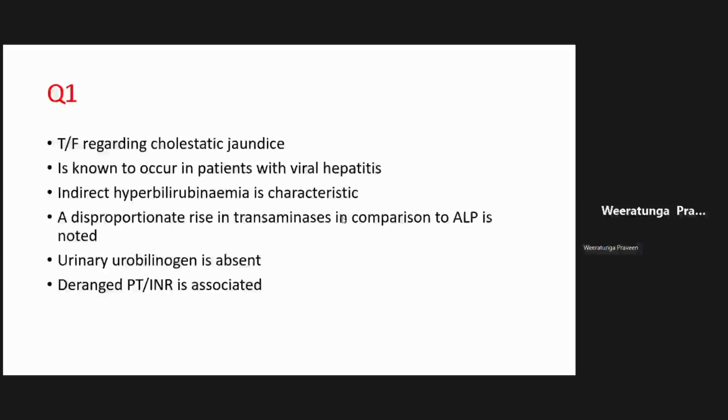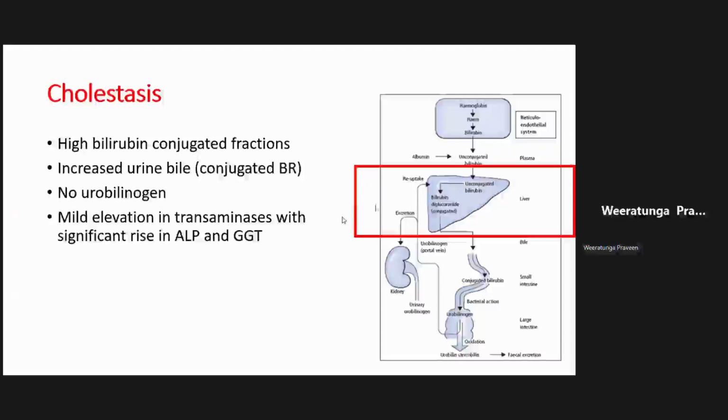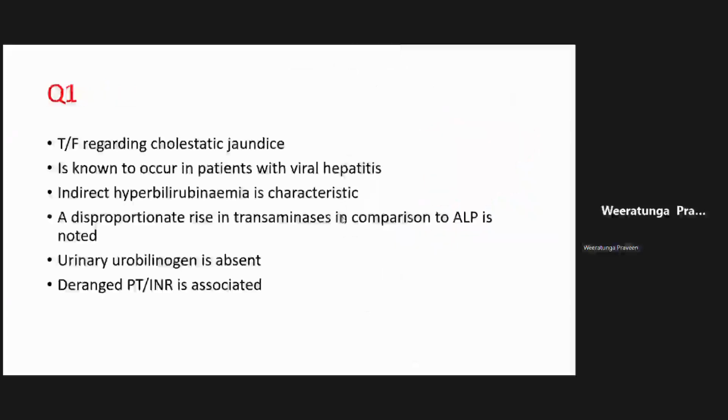Now, what type of bilirubin is elevated? In cholestasis, there's no problem with bile conjugation. The problem here is excreting the conjugated bile. So they will have a high conjugated bilirubin, or high direct bilirubin. Conjugated bilirubin means the same thing as direct bilirubin, as you know. So indirect hyperbilirubinemia is not characteristic; cholestasis causes a direct hyperbilirubinemia.